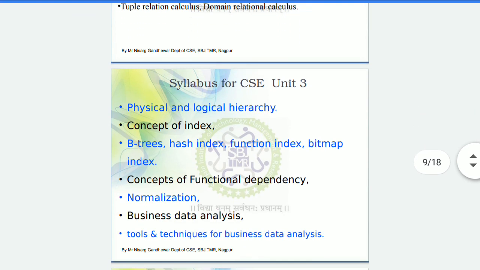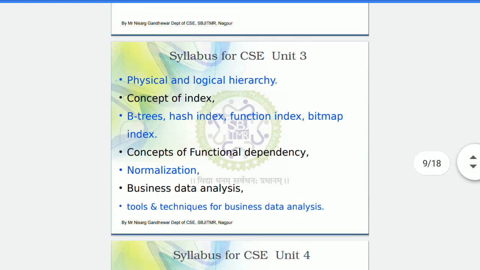Then unit number 3. Unit number 3 mostly focuses on the concept of indexing and normalization. So what is indexing? Why do we require indexing? I told you about that. In case of a database, we also require the concept of data structure. You already learned about data structures. What data structures have you learned? B tree, B plus tree. That data structure we are going to use in case of indexing.